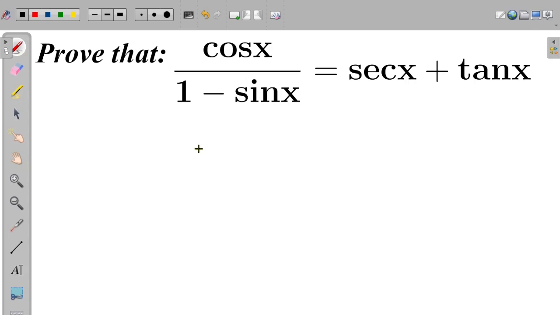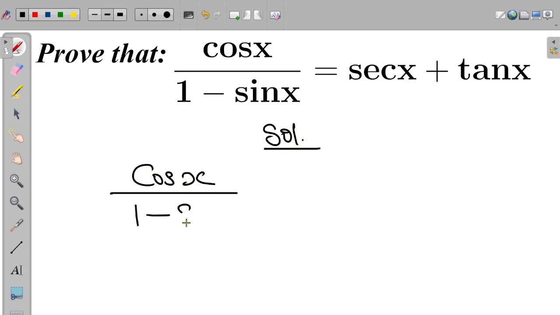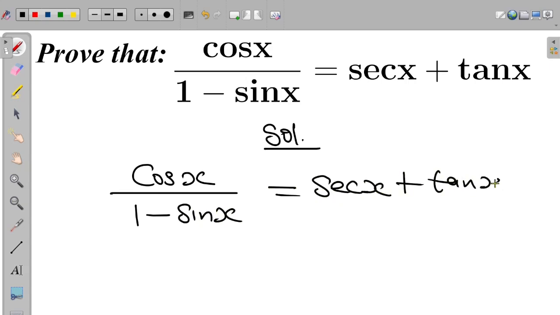Now, in this question, we are given to prove that the left-hand side is equal to sec x plus tan x. So let us obtain the proof. We have that cos x divided by 1 minus sin x is equal to sec x plus tan x.